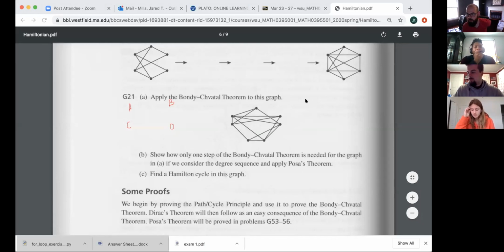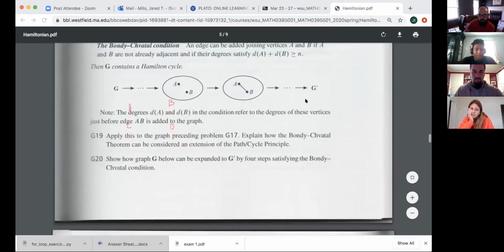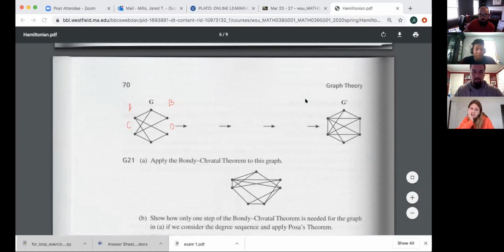We're honestly confused as to what the Bondy-Chvátal theorem actually was, and what the point of it is. It was kind of confusing. Can you scroll up a little bit on the screen, to the top of that page? Right there, so I can see G and G prime. Okay, let's erase this A, B, C, D.